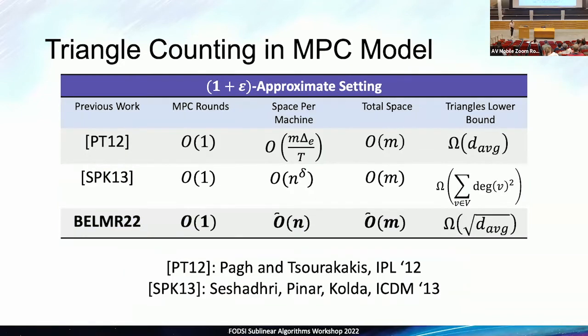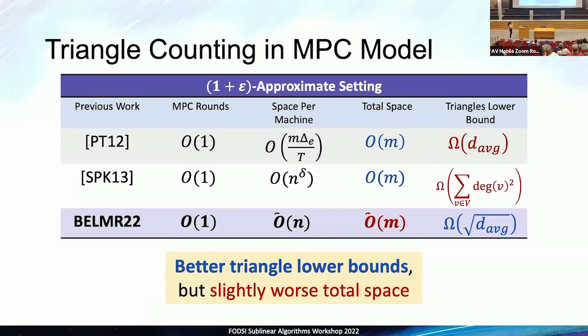And here's our result for the 1 plus epsilon approximation setting. For this result, we have to add another parameter, which is a lower bound on the number of triangles in order to get our 1 plus epsilon approximation. So you can see at the rightmost column, these are the lower bounds. And the best known results were by Pagh and Tsourakakis and Seshadhri, Pinar, and Kolda, both from about a decade ago. So compared against the previous results, we improve on the lower bound on the number of triangles quadratically.